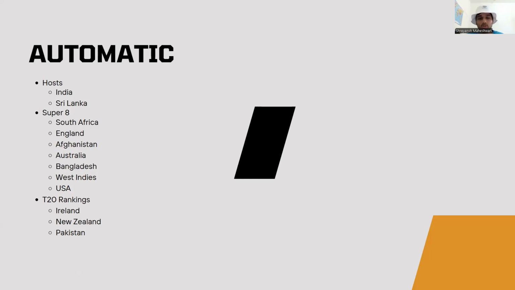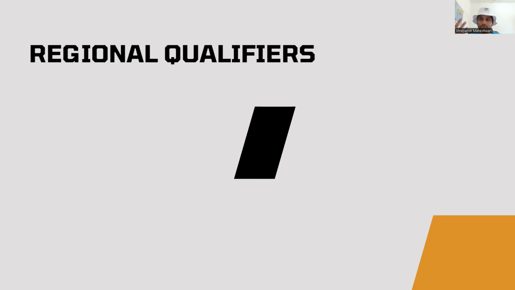Now that we have our 12 teams that qualify automatically, let's take a look at the remaining 8 that have to make it through tournaments. The rest of the countries have been split up into 4 different regions: Africa, the Americas, Asia and Eastern Pacific, and finally Europe. Each of these regions are going to have a qualifying tournament in late 2025 where teams are going to have to battle it out to decide who's going to be advancing to the 2026 T20 World Cup.